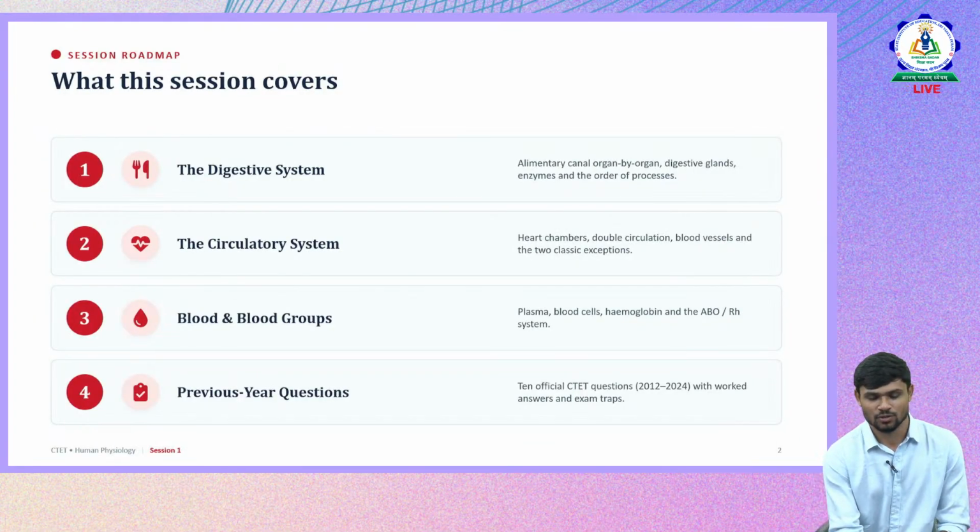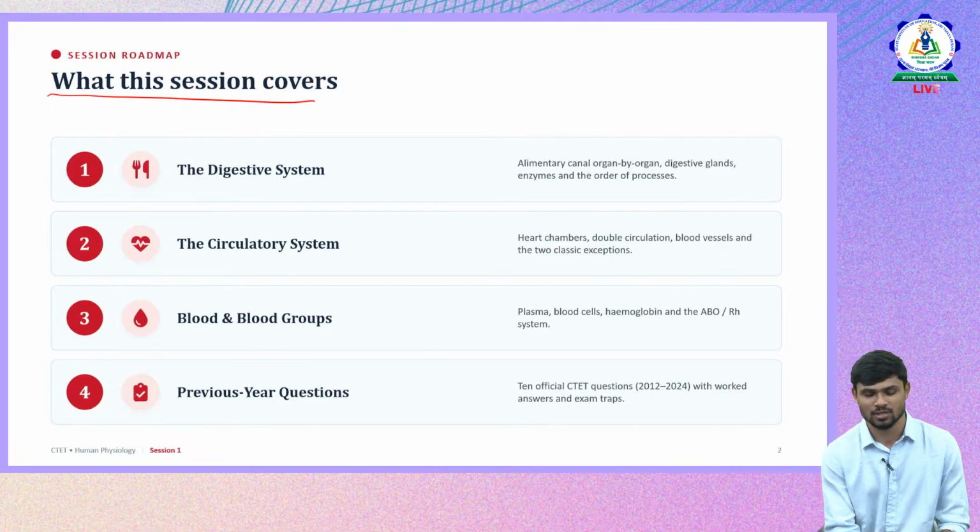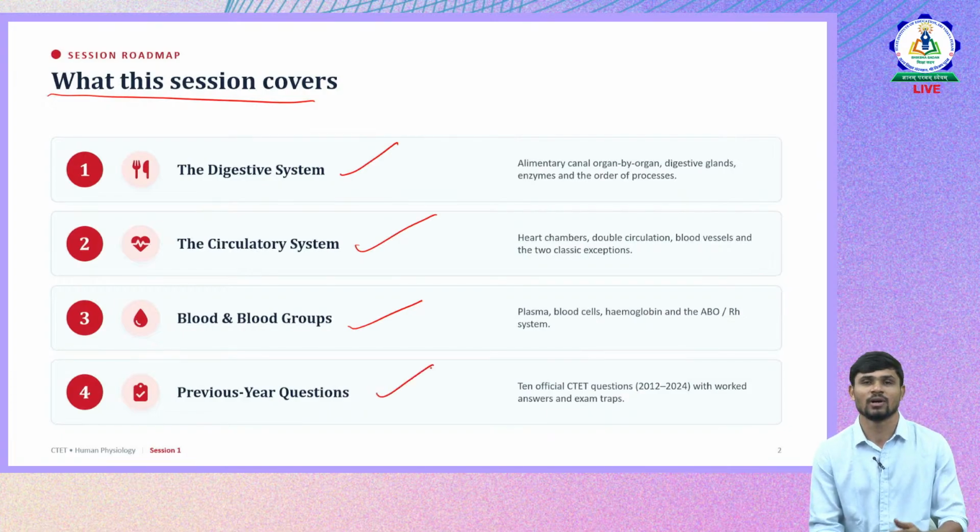So how does this session go forward? What are we going to do in the next 45 minutes? How are we going to cover the concepts of circulatory system and digestive system? First we'll be discussing the digestive system. Then we'll move to the circulatory system. We'll also discuss blood and blood groups in the circulatory system. Then we'll move to previous year questions. Whatever concepts we discuss with respect to the digestive system and circulatory system, we'll apply those concepts and clear some previous year questions at the end.